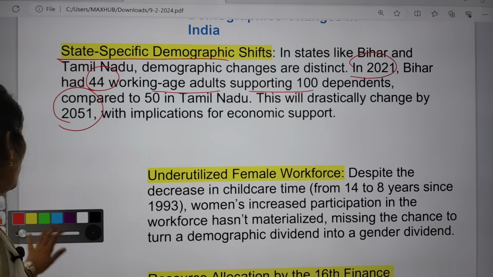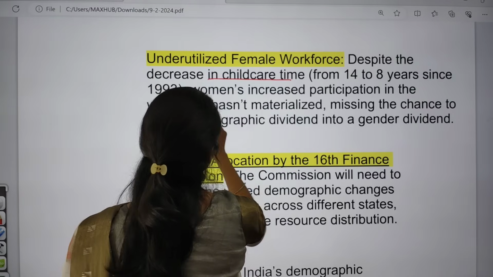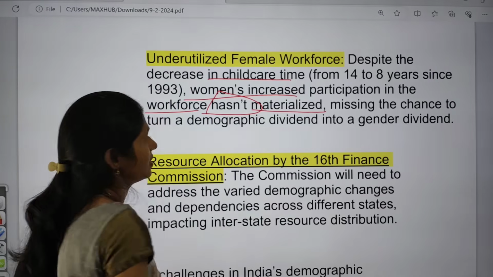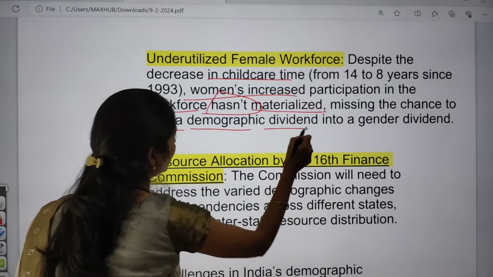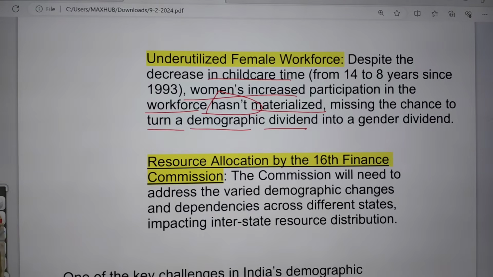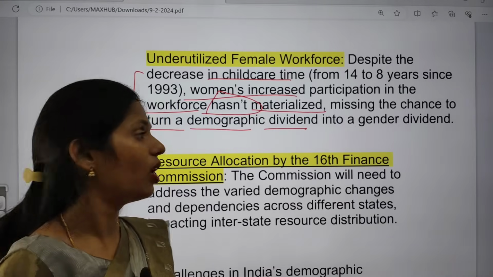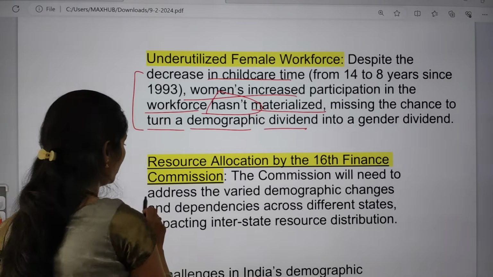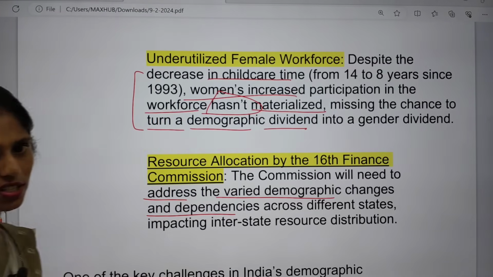And next one is the underutilized female workforce. Despite the increase in female child care time, women's increased participation in the workforce hasn't materialized. And that is linked to missing the chance to turn a demographic dividend into a gender dividend. So this is also a very important point. And next one is resource allocation by the 16th Finance Commission. The commission will need to address the varied demographic changes and dependencies across the different states.